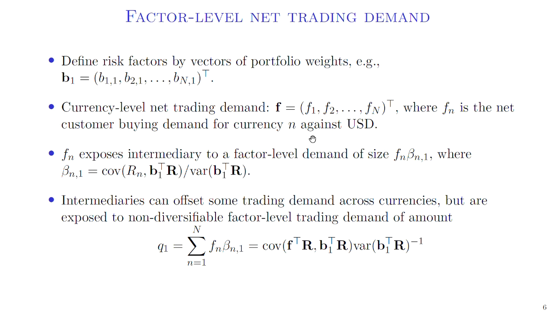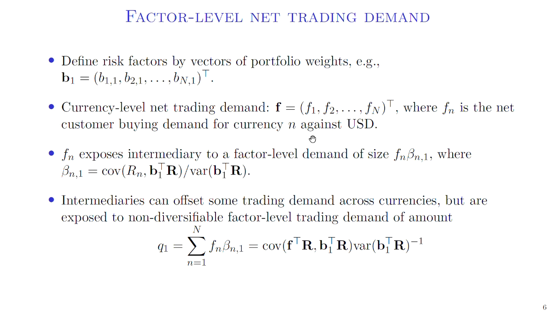And then, because we observe the trading in the data, let's denote the currency-level net trading demand as F_n, which is just the net customer buying demand against the US dollar. If a customer buys F_n dollars from an intermediary, and we know that the currency loads on a factor by the beta amount, then dealers taking that shock effectively take F_n times beta amount of factor flow, plus some risk that's orthogonal to the factors.